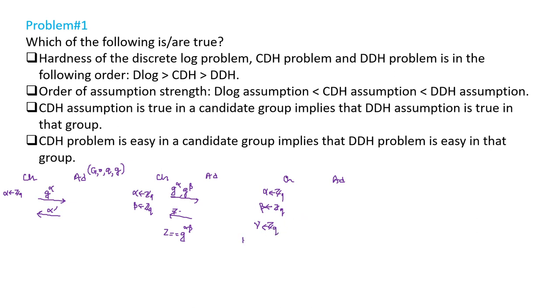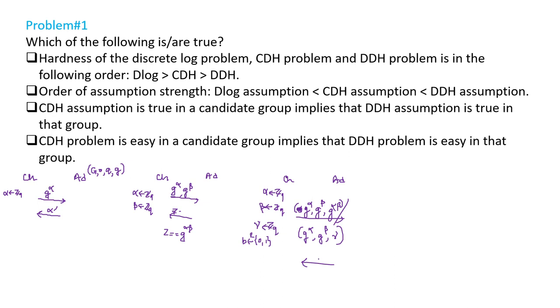Now it chooses, it tosses a coin. Depending on whether b is 0 or b is 1, it either sends the tuple g to the power alpha, g to the power beta, g to the power alpha beta, say for b equal to 0, or if b is 1 then it sends g to the power alpha, g to the power beta, and gamma, which is a random group element.